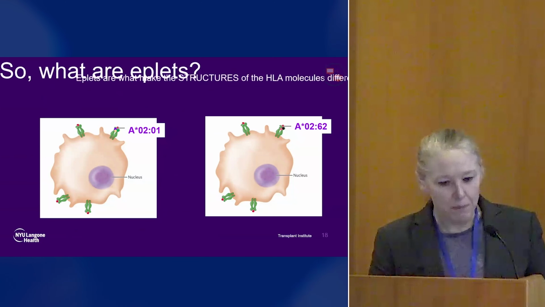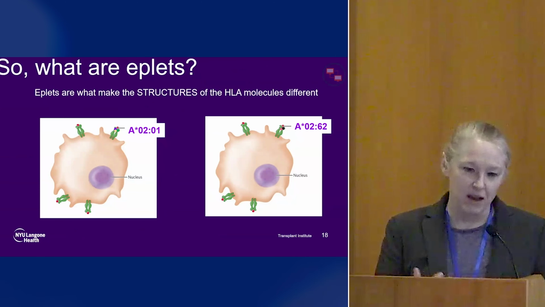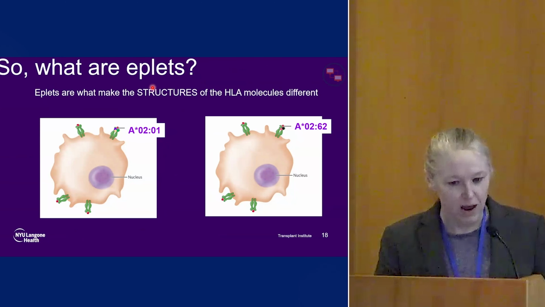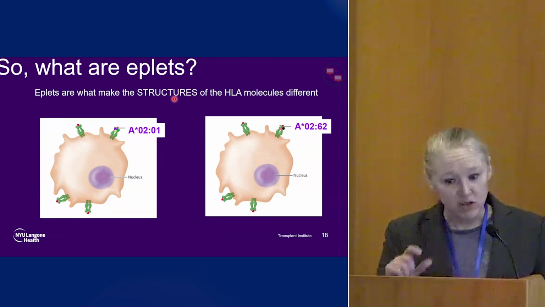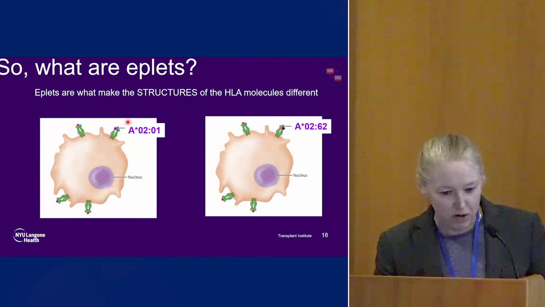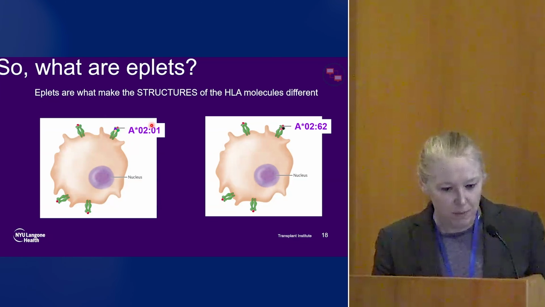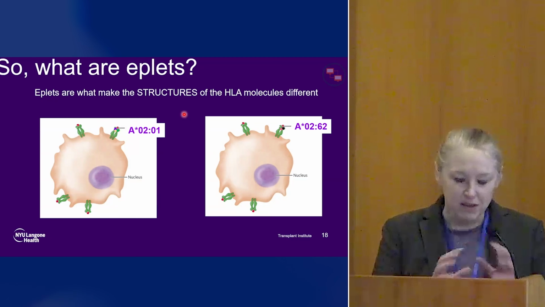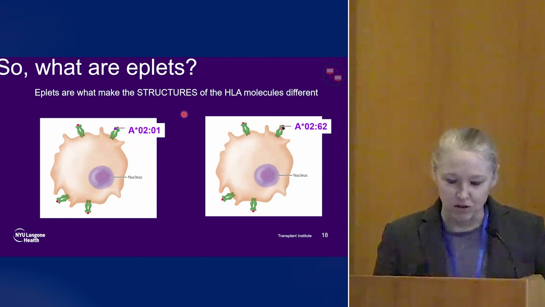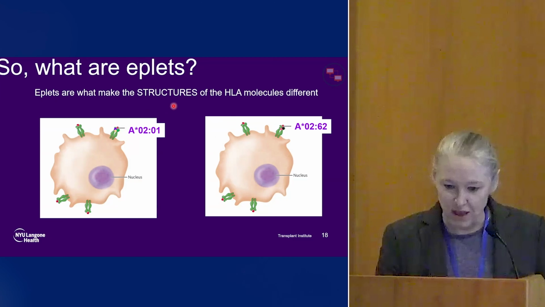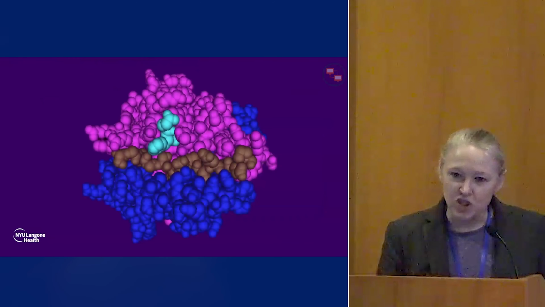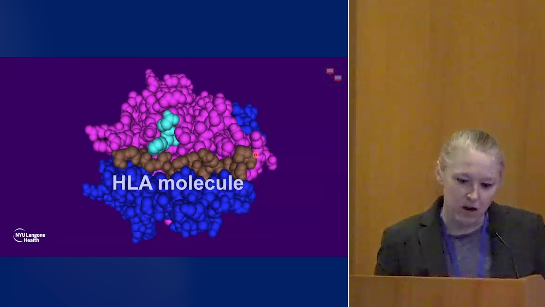And so what are EPLETs? Well, it's sort of a different way of thinking about how we describe the different genes that people express at all these loci. So EPLETs are little structural subunits of the actual HLA molecule, which is here sitting on the cell surface. And when we think about how we characterize HLA molecules in terms of EPLETs, we think about the different constellation of clusters of these little structures that each one of these molecules expresses. So we're kind of comparing shapes of molecules rather than these sort of generic names.